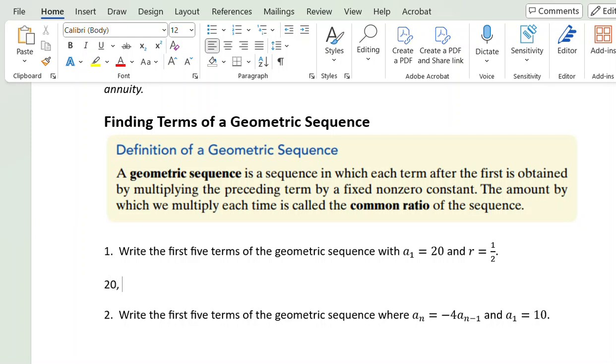And 20 times 1/2 is going to give us the second term, which will be 10. 10 times 1/2 will give us the next term, which is 5. And for the fourth term, we're going to do 5 times 1/2 to get 5/2, or 2.5. Multiplying by 1/2 again will give us the fifth term, 5/4, or 1.25.